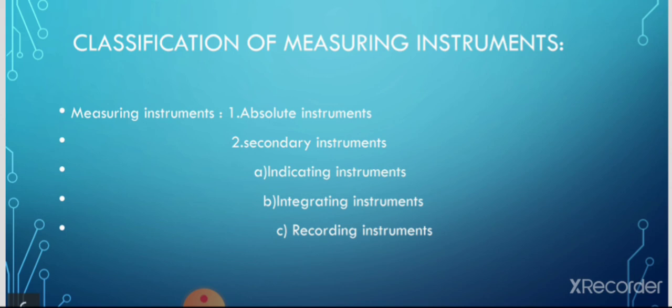Coming to secondary instruments, they are classified into three types: indicating, recording, as well as integrating instruments. Indicating instrument examples are ammeter and voltmeter. Integrating instrument example: household energy meter.